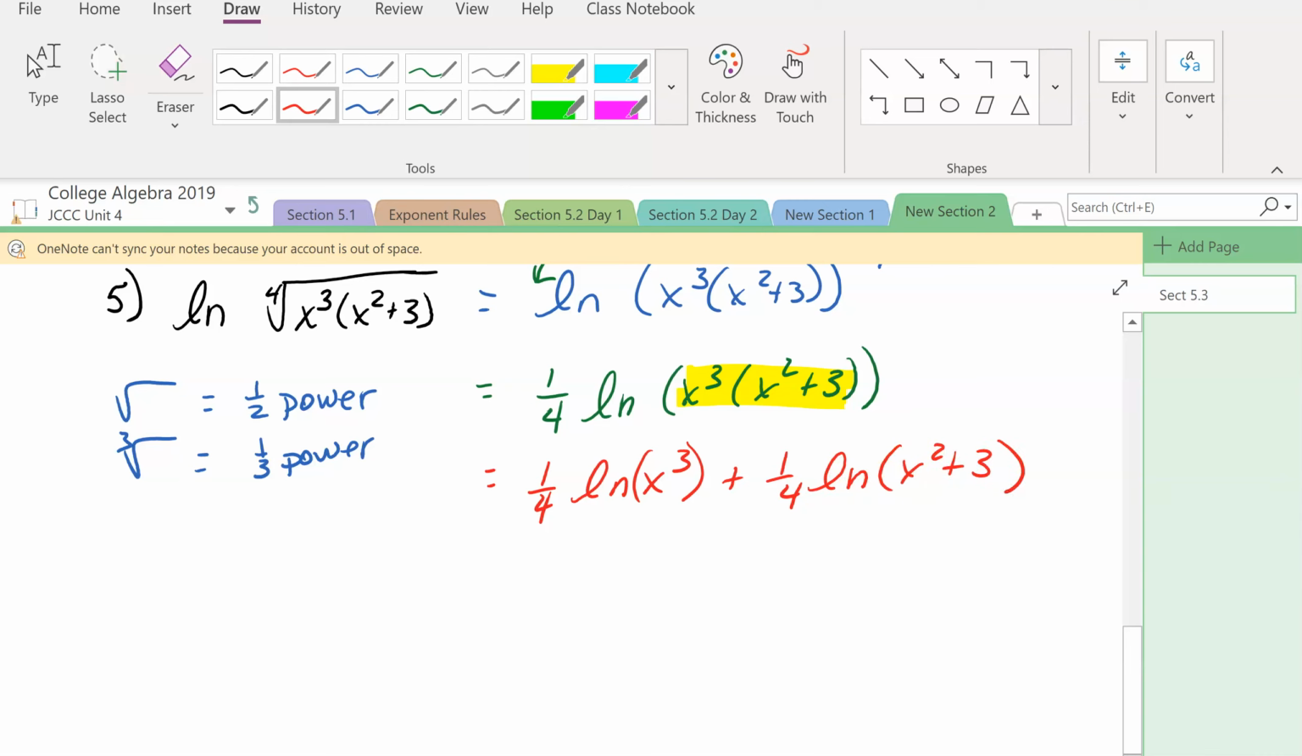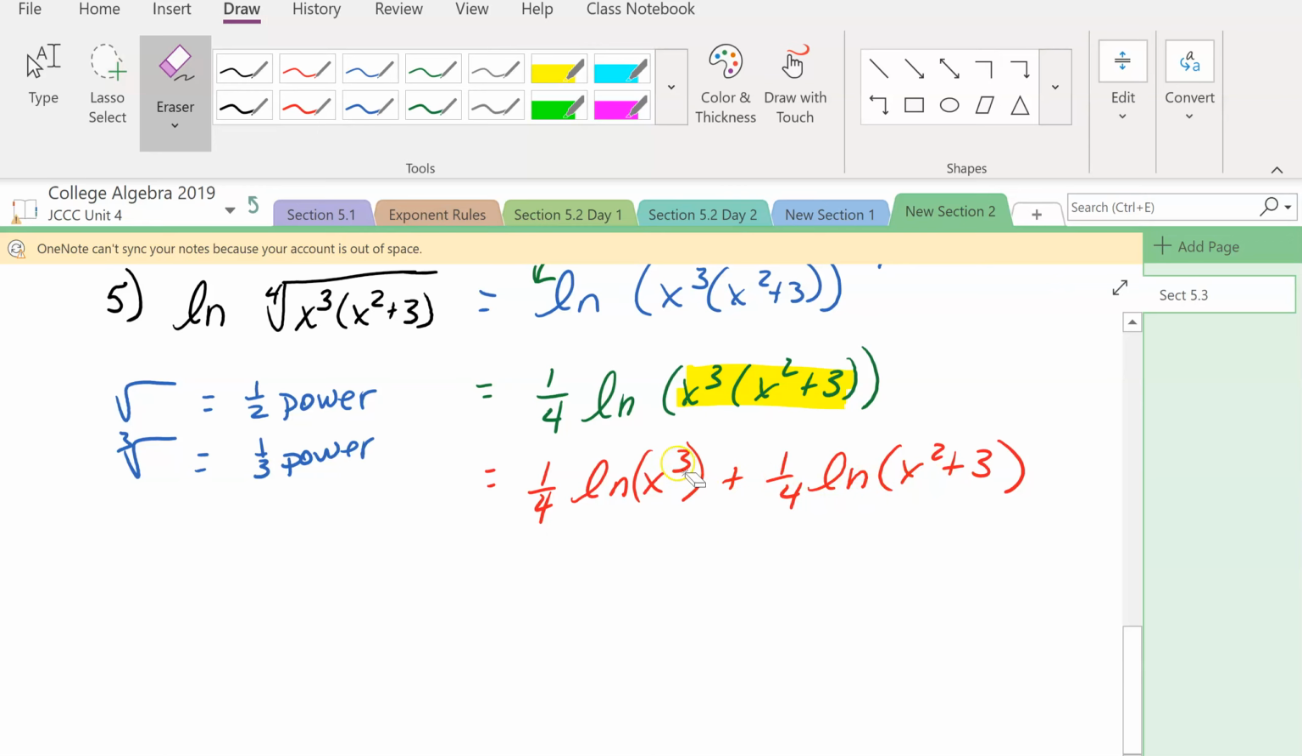Okay, now pause for a moment. Look at that. You keep the 1/4 every time you split up the natural log. Okay, now look at what you got. What else can we do? This x squared plus 3. Do we have a rule for breaking up addition? We have a rule for breaking up multiplication. We have a rule for breaking up division. We have a rule for breaking up power to a power. But we don't have a rule for breaking up addition. And this x squared is part of that addition. So we can't do anything inside here. We just got to leave that alone.